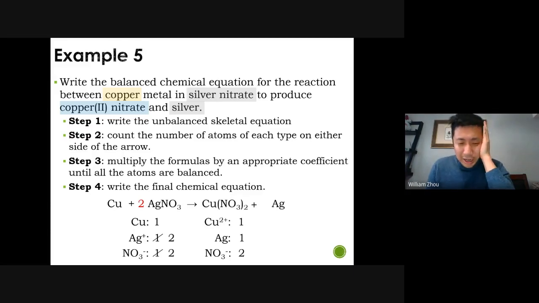You go to the other side and you balance the silver again. I got 1 silver, but I need 2. I just look at the silver. Okay, so I'll put a 2 here. And now I have 2.